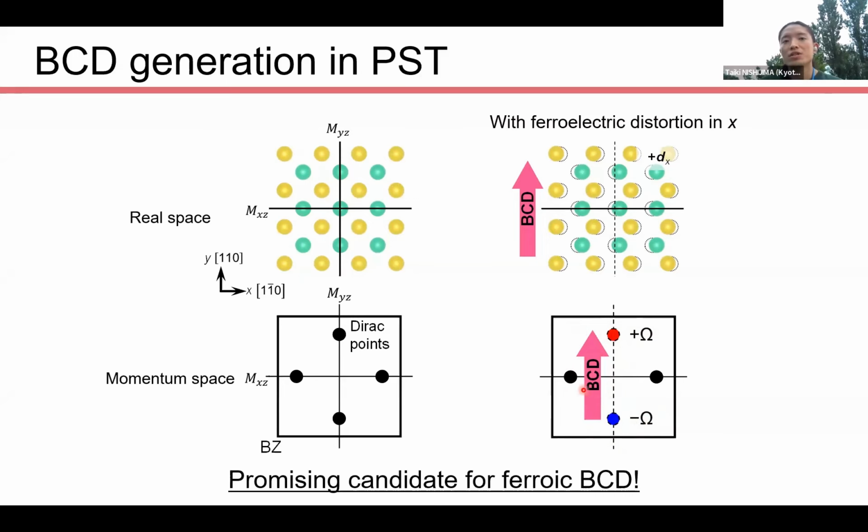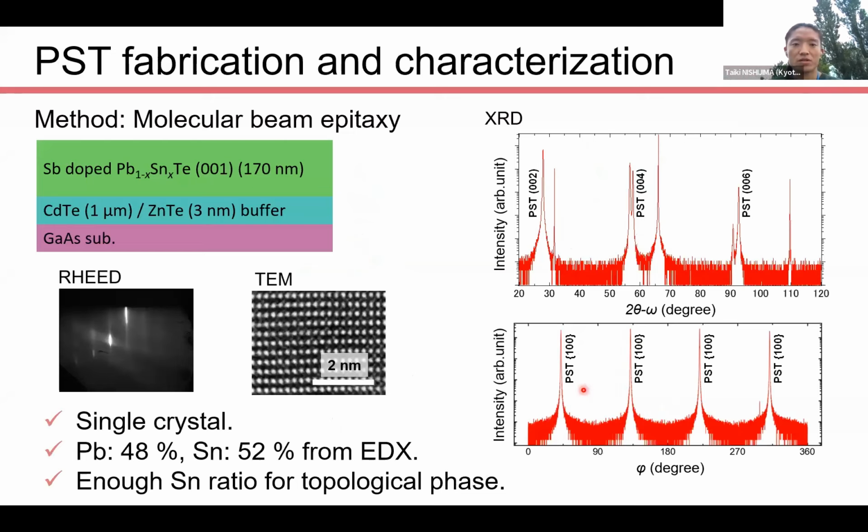This Berry curvature dipole is directly related to the ferroelectric distortion, so we can expect ferroic motion of the Berry curvature dipole from this material. And this is the material we grew. From TEM, RHEED, and XRD, we confirmed this is a single crystal, and the composition ratios of lead and tin are 48 and 42%. We doped a little bit of antimony to compensate the vacancies of tin and lead.